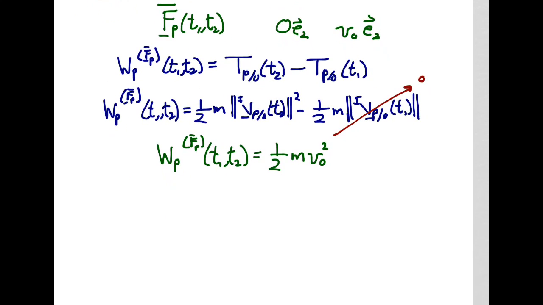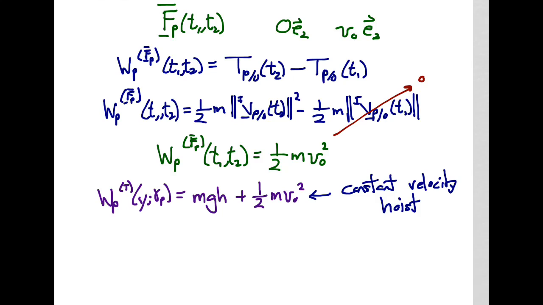So now this actually changes things. For our constant velocity hoist, the work onto P due to the tension along this path is going to be equal to mgh during the path from 0 to h, but then we need to add the work due to the impulse that got it moving in the first place, which is 1/2 m V0 squared. And so this is our constant velocity hoist.